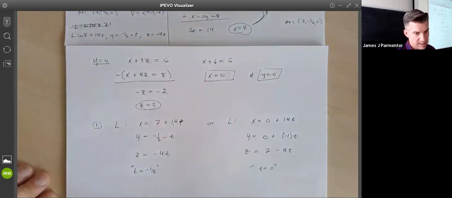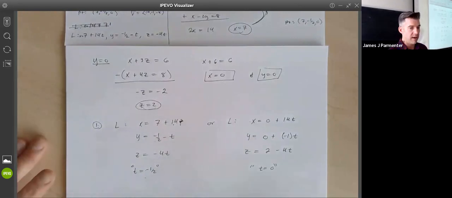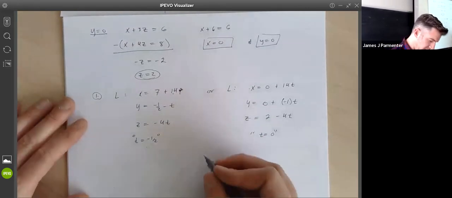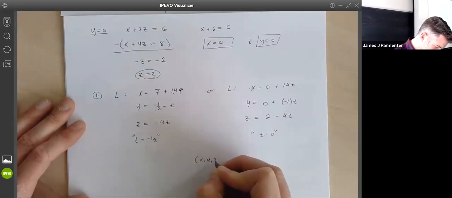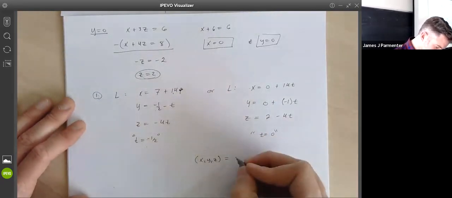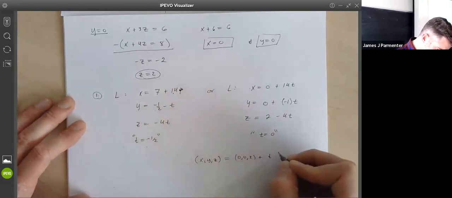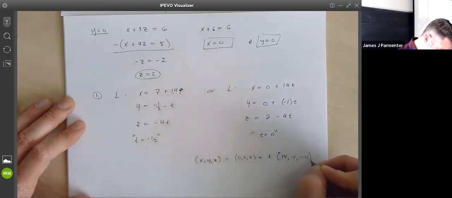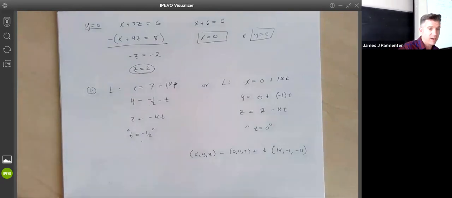You can make the assumption on a test. I don't think you have to prove it. Yes, vector form would also be fine. You could totally write this as, I never like to write it as a vector, but you could write it as x, y, z equals the point 0, 0, 2 plus t times 14, -1, -4. That would also be perfectly legitimate. And either x, y, or z can be set to 0.